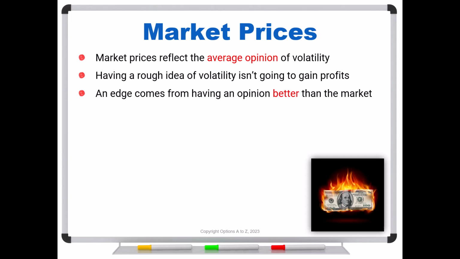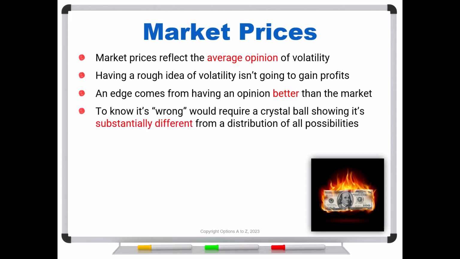So to look at an option's implied volatility and to know it's wrong would require a crystal ball, showing that it's substantially different from a distribution of all possibilities. And remember too, statistically, that accurate predictions require similar past experiences. So how could we possibly say that this next earnings for NVIDIA, for example, is exactly the same as the last 10 or 20? They just aren't. Every single one is different. Every single day in the stock market is different.